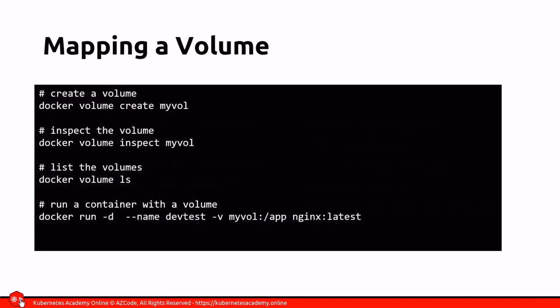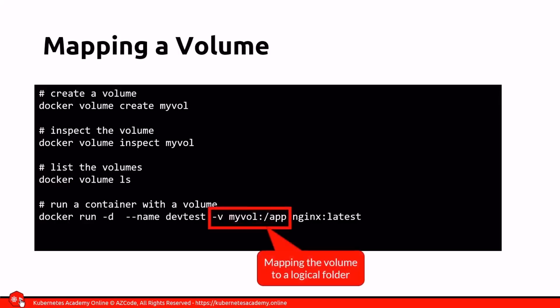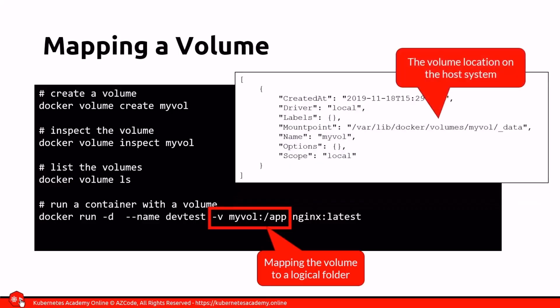All right. You first need to create a volume using the docker volume create command. Then, when you run a container, you need to use the -v switch, or the volume parameter, specifying the volume name, a colon, and the name of a local folder. That folder will be a logical folder in your code. So your code will see it just like any regular folder. If you use the inspect command, you'll see the logical folder location in the VM.